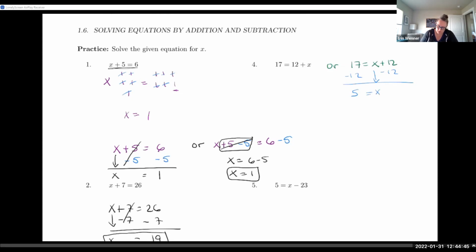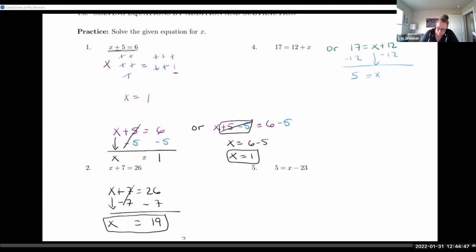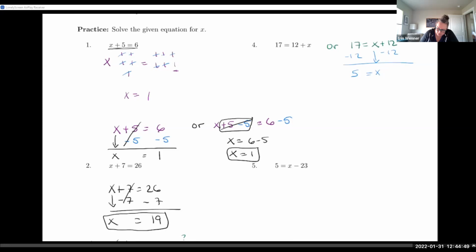Okay. In number 5, I got 5 equals x plus minus 23. So again, to undo that subtraction of 23, we want to add 23 to both sides. We'll bring our x down. These cancel, and 5 plus 23 equals 28.